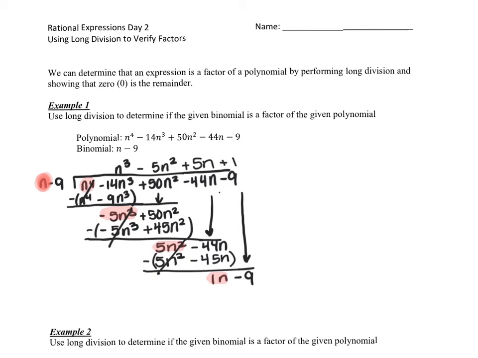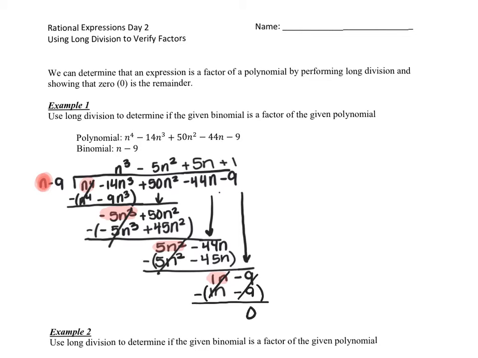So now we multiply 1 times n. That's going to give me n, or 1n. Then we have 1 times negative 9. That's going to multiply to a negative 9. And we subtract. So here the n's are going to cancel, and here the 9's are going to cancel. And we do, in fact, get a remainder of 0. All right, so a couple conclusions that I'd like to write down.